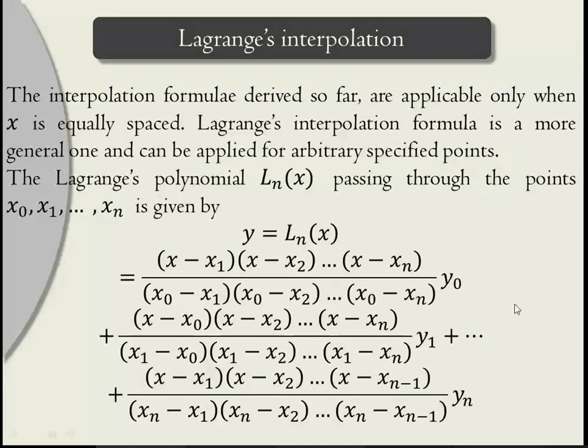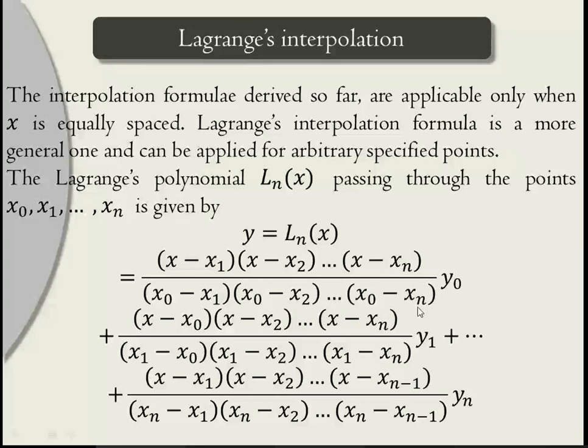How to remember this formula? It seems to be lengthy, but if you remember the technique, then you can easily use this formula and solve the problem. What is the first term? We have taken x minus x1, x minus x2, up to x minus xn. So except x0, subtract all remaining values of x from x. For finding the first term, subtract all the values other than x0 from x, and divide by the subtraction of x0 with all the other values of x.